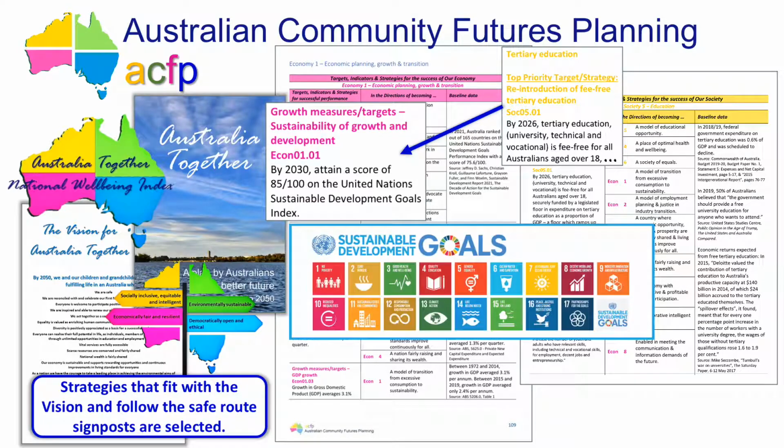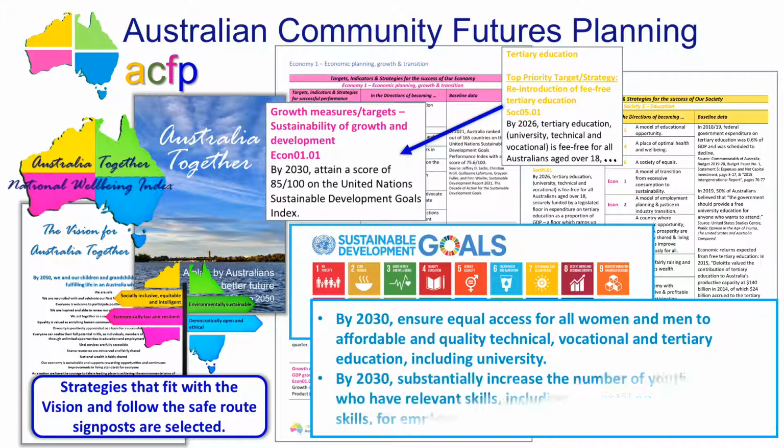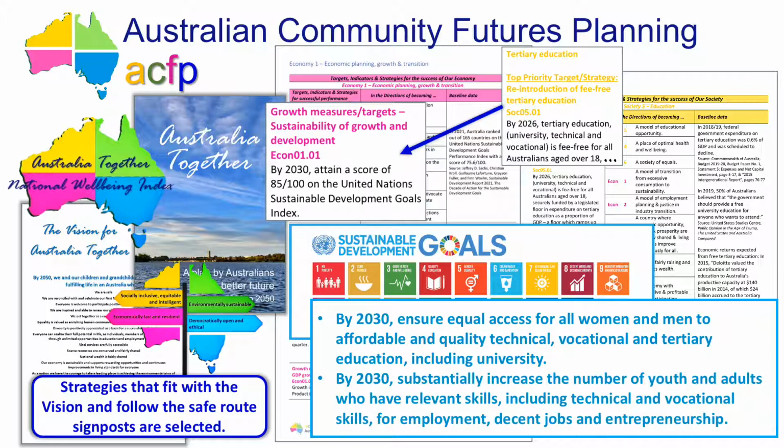These are goals the Australian government has signed on to do things like eliminate poverty and hunger, and yes, to ensure equal access for all women and men to affordable and quality technical, vocational and tertiary education, including university, and to substantially increase the number of youth and adults who have relevant skills, including technical and vocational skills, for employment, decent jobs and entrepreneurship.